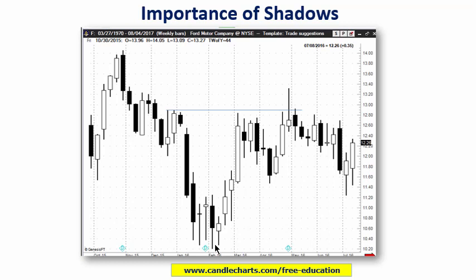So we're getting a visual representation that either the bears are losing steam every time the market gets near the lows, or the bulls are coming in to overwhelm the bears. So when you have a group of, I would say, three or more long lower shadows near a support area, I would pay attention to it.